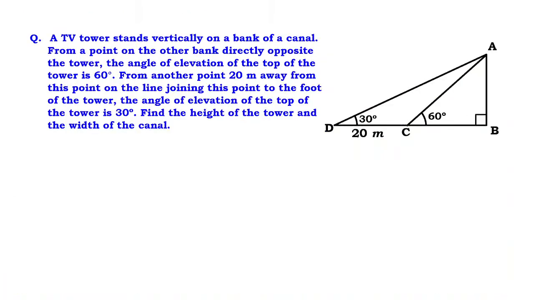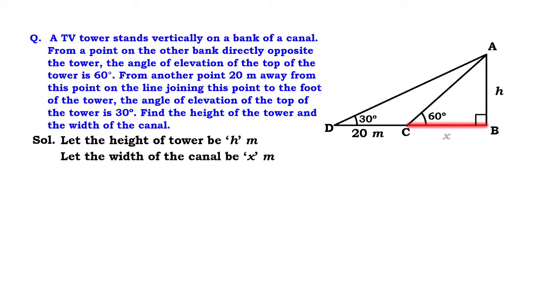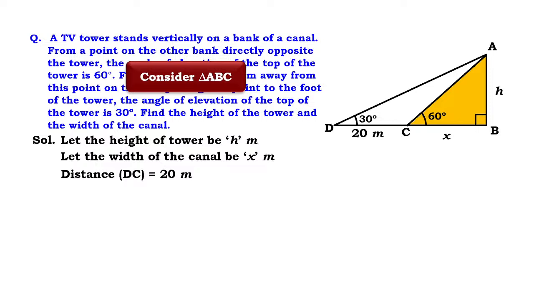Correct? So first I am going to draw this diagram like this. We have two right angle triangles. What are those? ABC and ABD. Okay, look at this now. BC I have to find, take it as X, and AB is H. DC I know it is 20 meter. These are the data given. So first which triangle I am going to take? Triangle ABC. ठीक है ना?